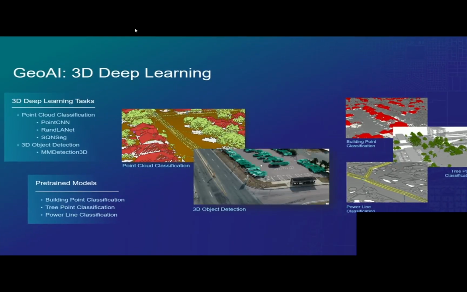All right, 3D deep learning. For 3D deep learning, we have point cloud classification as well as 3D object detection. To support them, we have a couple of different model types. And I believe at the moment we have 3 pre-trained models.